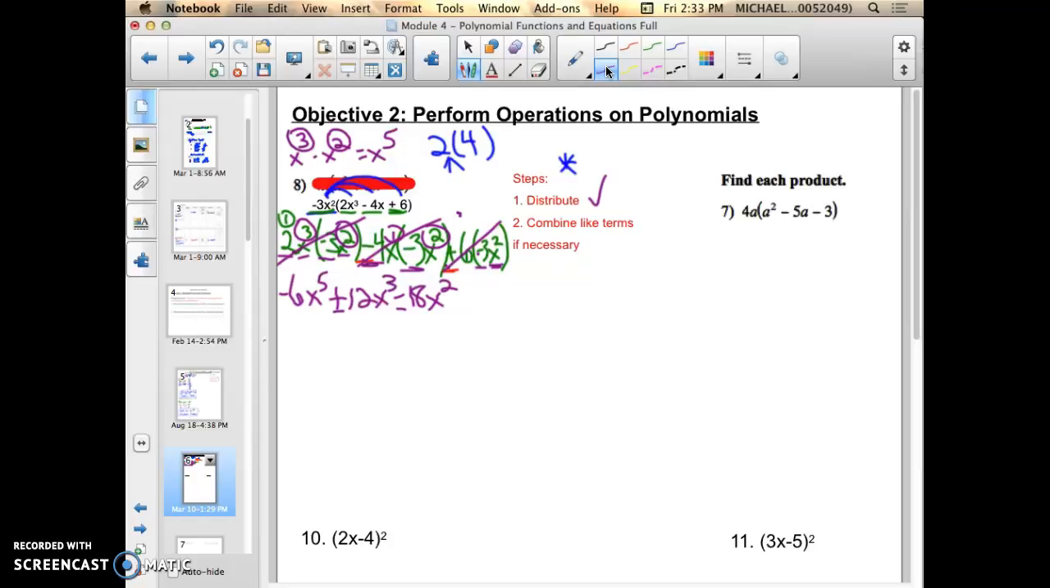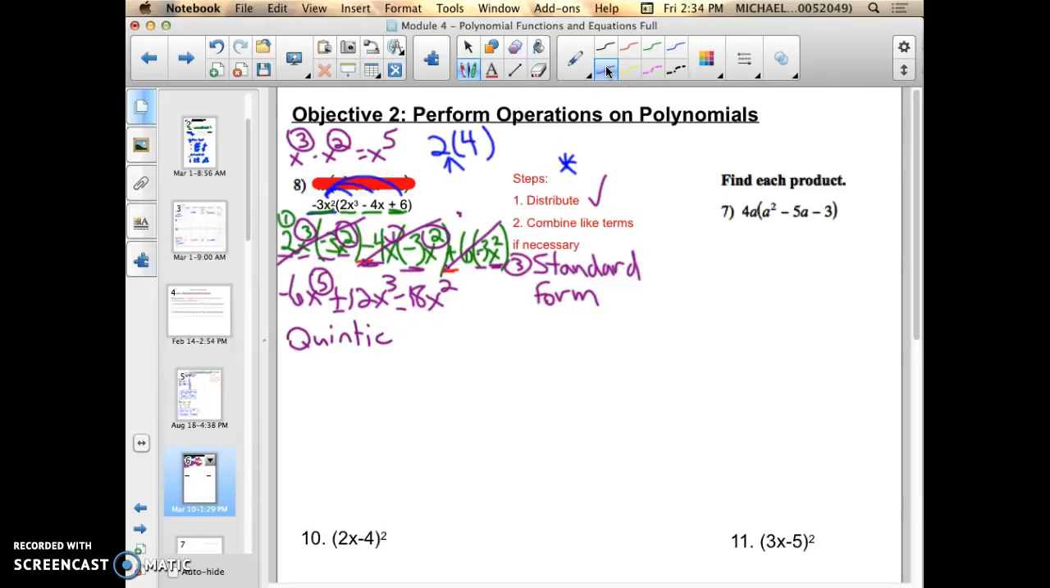From here, it says combine like terms if necessary for step 2. In this case, there are no like terms to combine. And I have already written it in standard form. There should be a third step here, standard form. I have already written it in standard form. So I am done. I just have to name it. So this is the highest power of 5, so I know it's quintic.